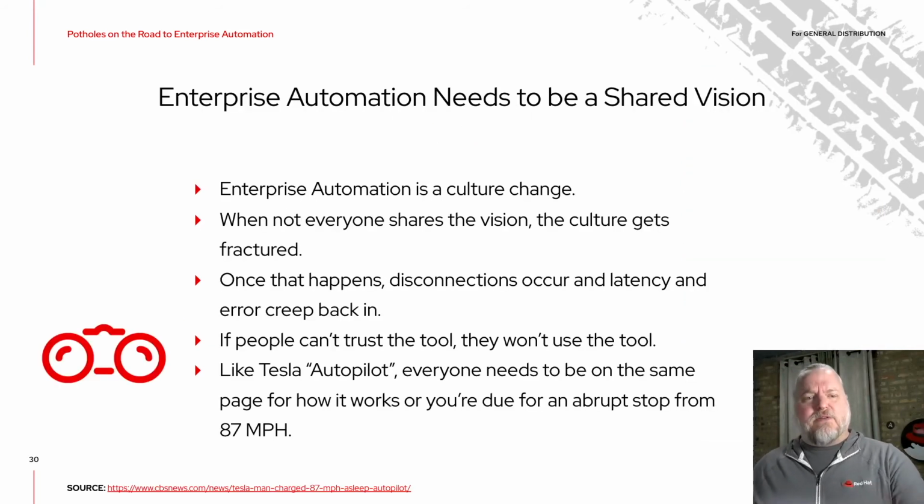So the first one is enterprise automation needs to be a shared vision. This is a culture change, going back to that C in the columns that we talked about of DevOps. When not everybody shares this vision, the culture starts to get fractured and it breaks down. And once that happens, people stop communication, disconnections occur, latency creeps in, things slow down, things break. Then people stop trusting the tool, and if they don't trust the tool, they won't use the tool. It's kind of like Tesla autopilot. Everyone needs to be on the same page. Everyone needs to know how it works, or else you're due for a very abrupt stop at 87 miles per hour.